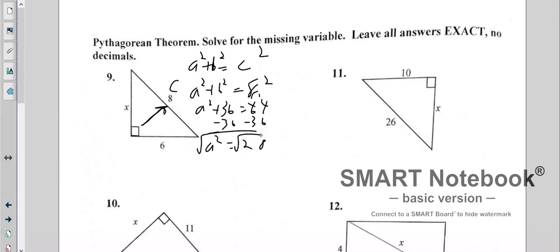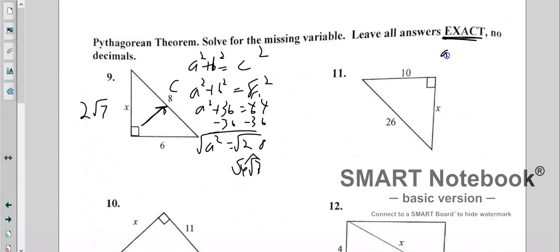Square root. Now we're going to simplify. This is 4 times 7. Radical 4 times radical 7. Square root of 4 is 2 radical 7. And if you multiply that out in a calculator, you will get a number less than 8, and that makes sense. It'll be a decimal, okay? But it says leave exact answers, no decimals. So that is the answer.